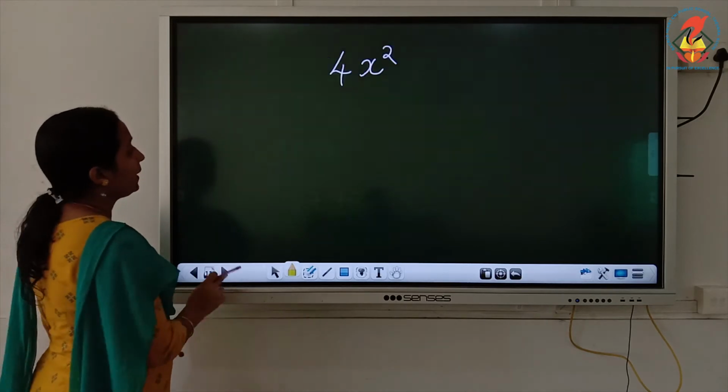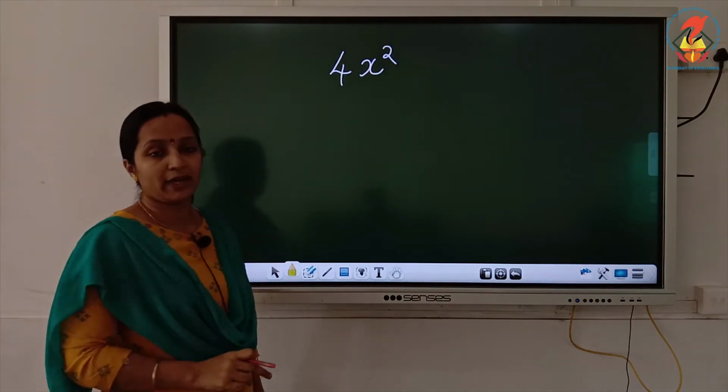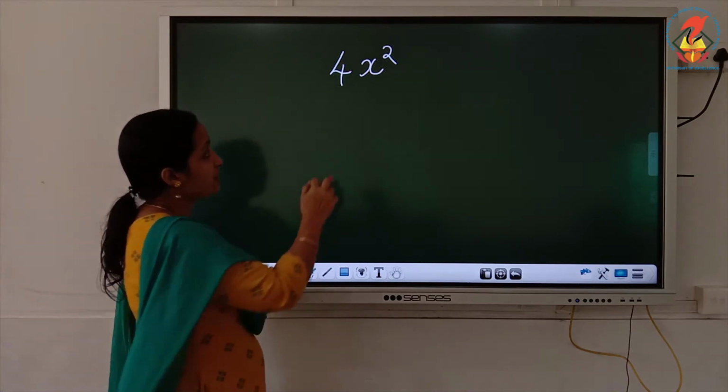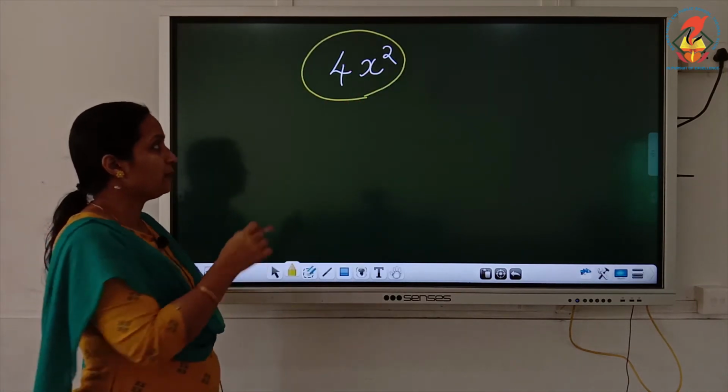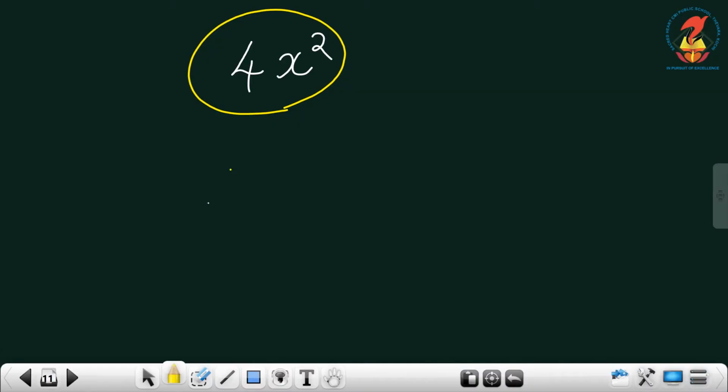Okay. Now, look at this example, 4x square. And we know that this is a single term. In forming this term, we know that 4x square is the product of 4x and x, is it?